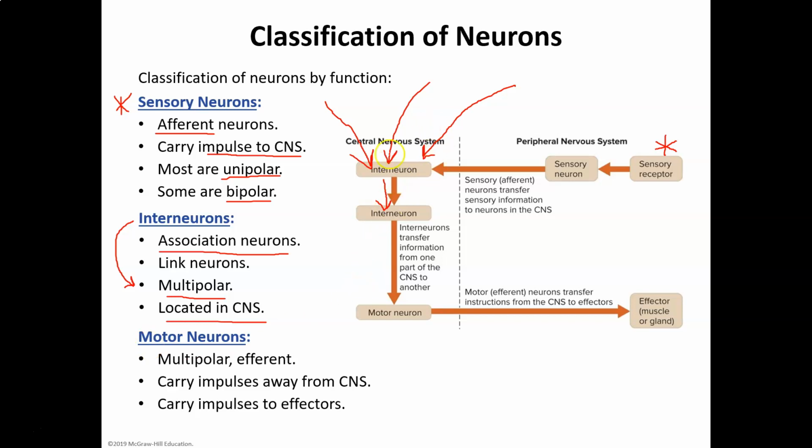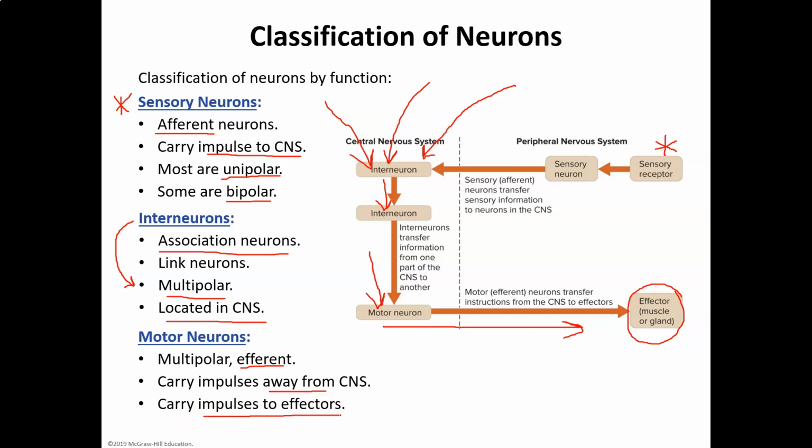Now, your central nervous system makes decisions. Eventually it says, yes, I want to do something, and sends that signal out to a motor neuron. The motor neuron starts in the central nervous system and then heads out to the peripheral nervous system, and it tells its effector cell, a muscle or gland, what to do. So they're multipolar, and they are efferent. Afferent means signals into the central nervous system. Efferent means signals out from the central nervous system. They carry impulses away from the central nervous system, to effectors.